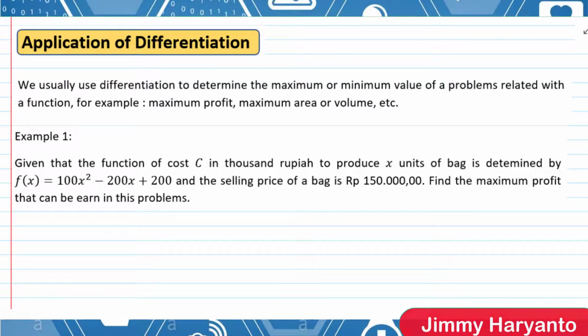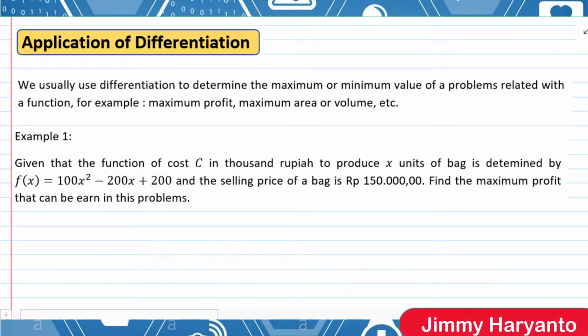For example 1, given that the cost function C, in 1000 rupiah, to produce x units of bags is determined by f(x) equals 100x square minus 200x plus 200, and the selling price of a bag is 150,000 rupiah. Find the maximum profit that can be earned in this problem.